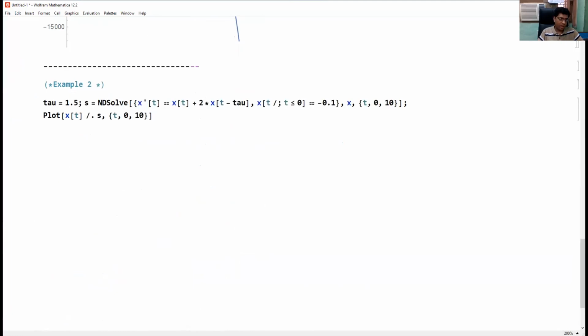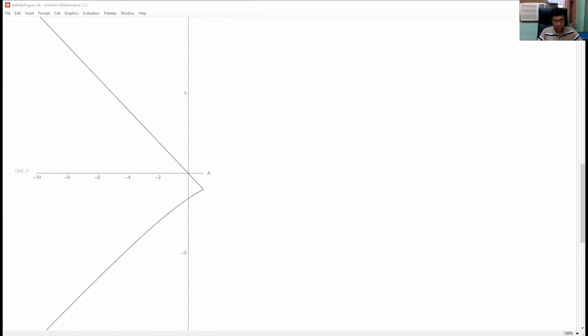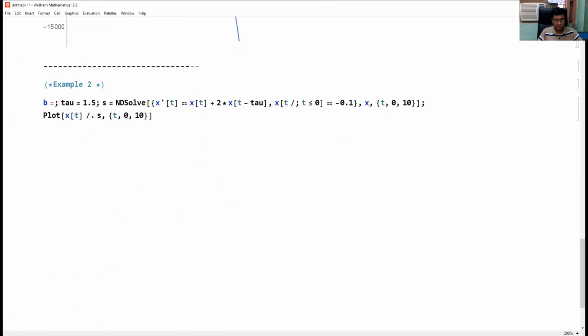So we need tau as well as b. Okay, we are putting two unknown things. Say b equal to and tau equal to. So our equation is x dot equal to x plus b x of t minus tau.